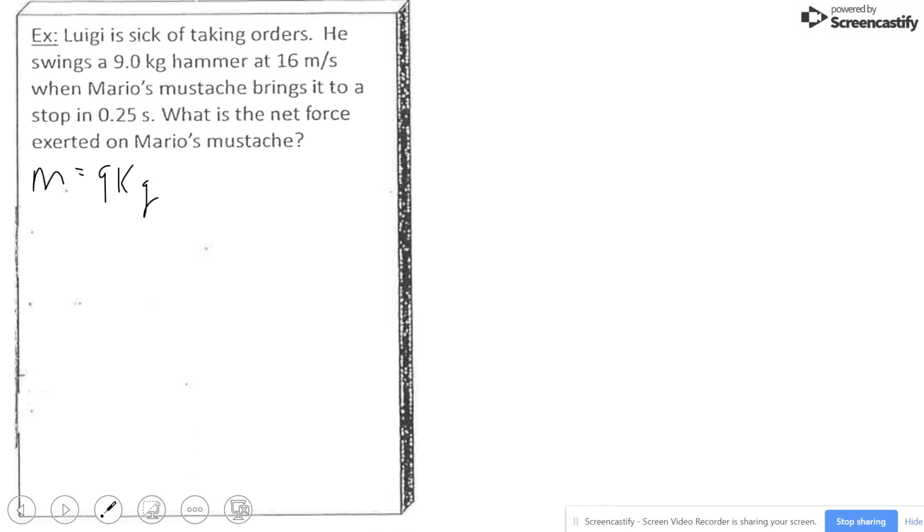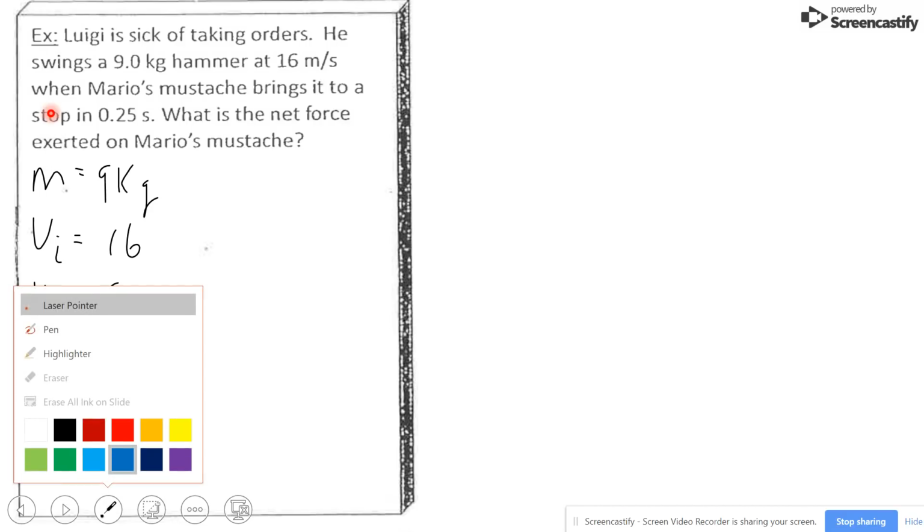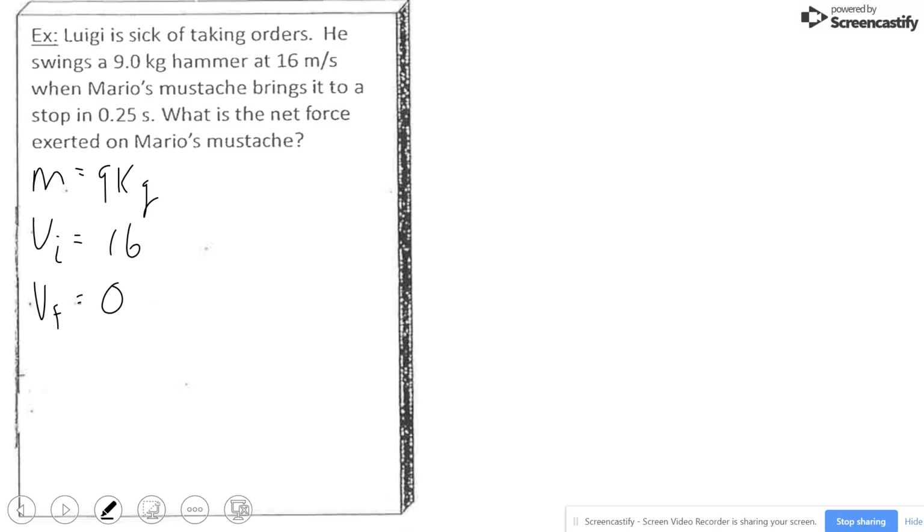So first off, we have our mass is 9 kilograms, which again, we're just getting right from the problem. We know our initial velocity, so the speed at which Luigi is starting to throw his hammer is 16 meters per second. We know its final velocity is going to be 0 because it says it brings it to a stop. And then lastly, we know the time is 0.25 seconds because that's what it tells us.